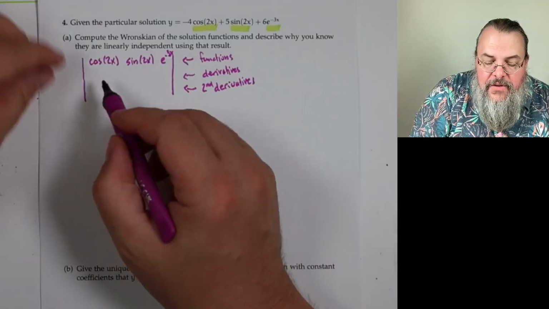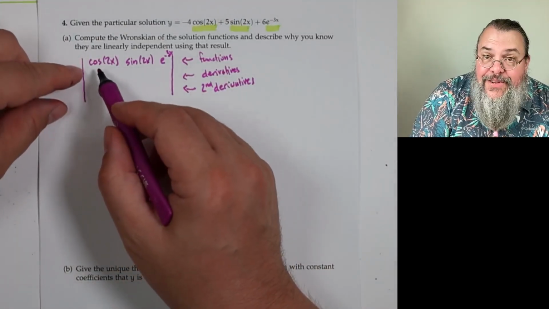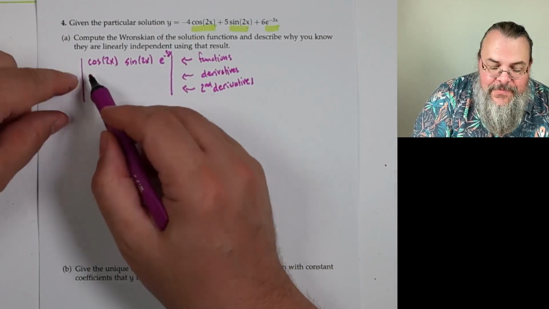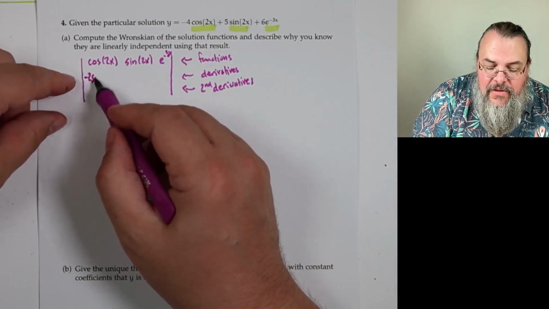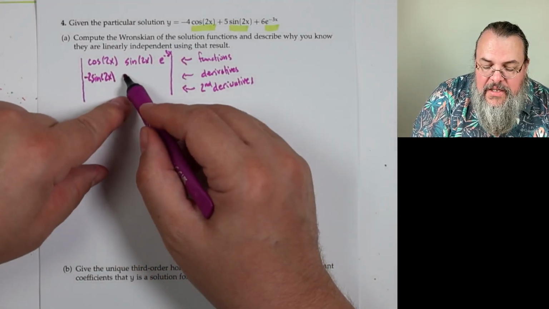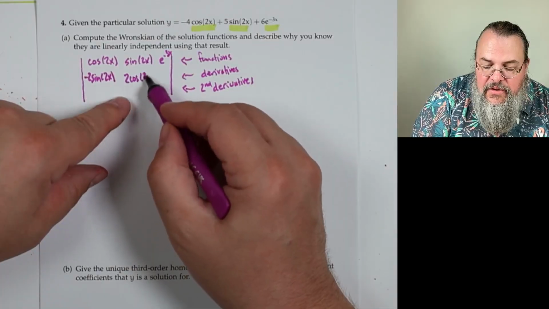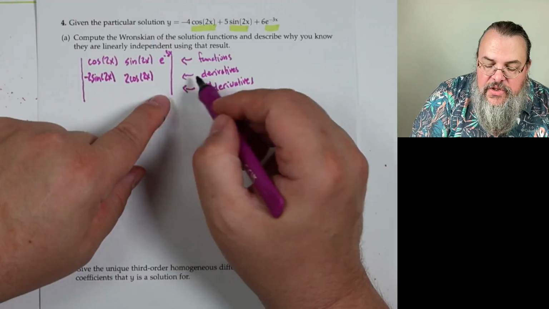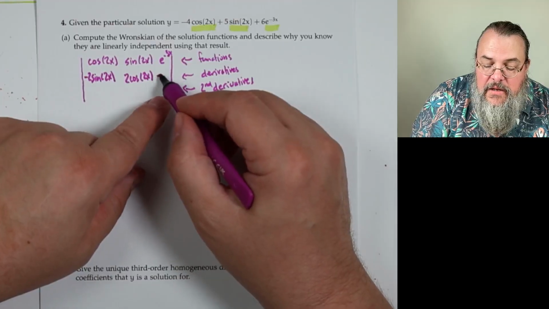Now, take derivatives. Derivative of cosine is negative sine. Don't forget the chain rule. So minus 2 sine 2x. Derivative of sine is positive cosine. Again, don't forget the chain rule, 2 cosine 2x. And I should have given myself more space.